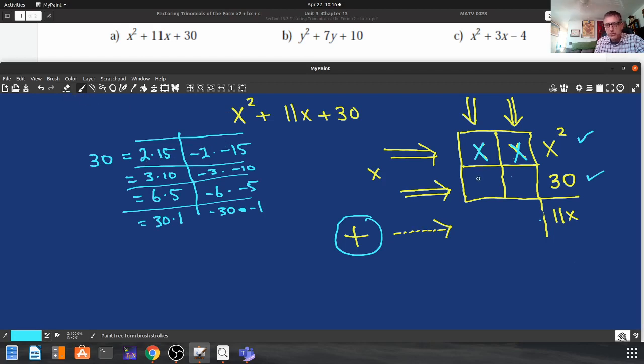This is just getting a feel for things, okay? You might already know what the answer is. Well, 2 times 15 is going to give me 30, but 2 times x is 2x, and 15 times x is 15x, and when I add those, I'm getting 17x, and I need it to be 11x.